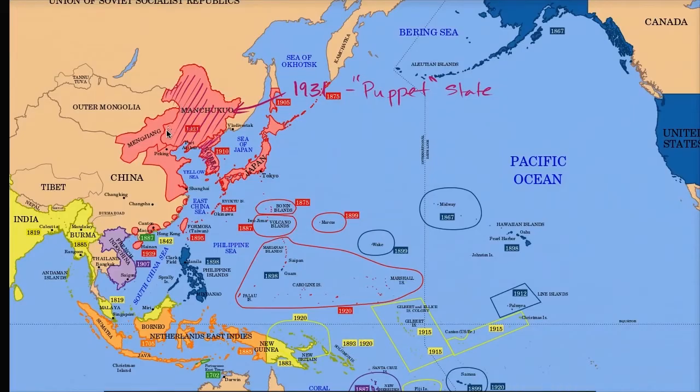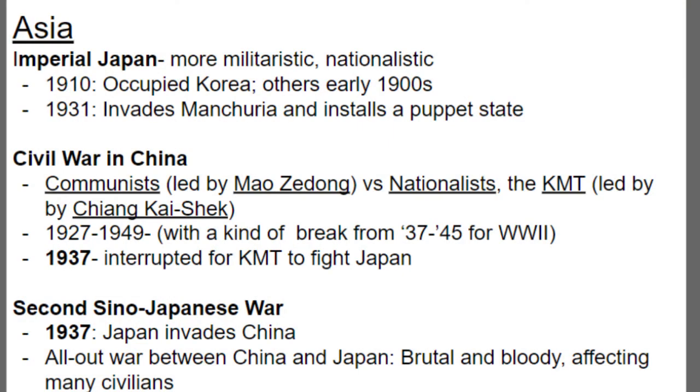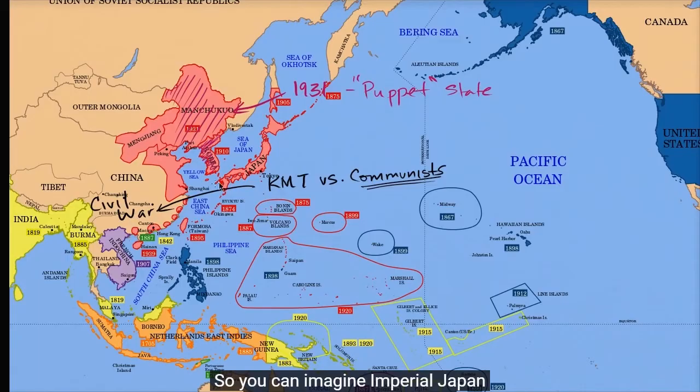And we need to remember what is happening in China in the 1930s. China is embroiled in a civil war. So there is a civil war going on in China, and that civil war is between the nationalists, the Kuomintang, and the communists. The communists led by Mao Zedong, the Kuomintang led by General Chiang Kai-shek. And so they're in the midst of the civil war, and so you can imagine Imperial Japan is taking advantage of this to take more and more control over parts of China.